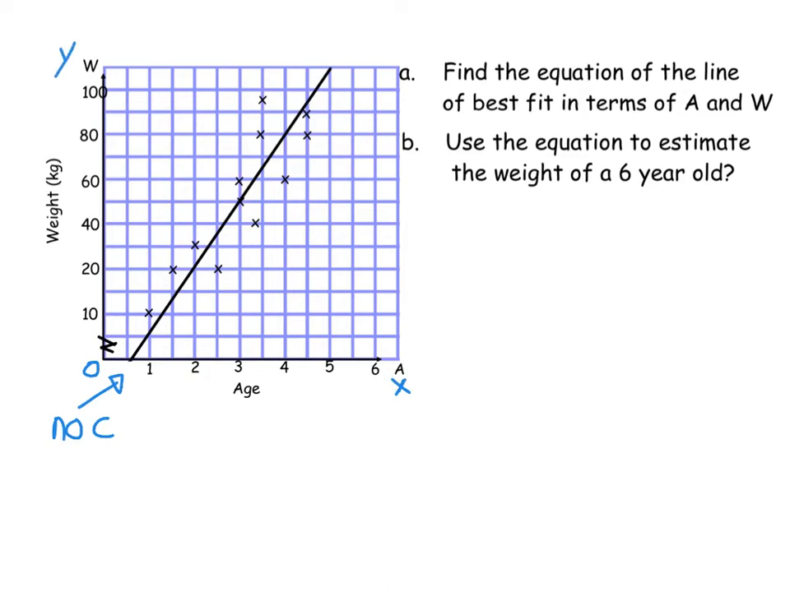So find the equation of the line of best fit in terms of A and W, and then we're going to use this equation to estimate the weight of a 6-year-old. There's not too much information around this one. We just have age against weight. Whatever this is we're looking at, the older it gets, the heavier it gets. And that kind of makes sense in real life.